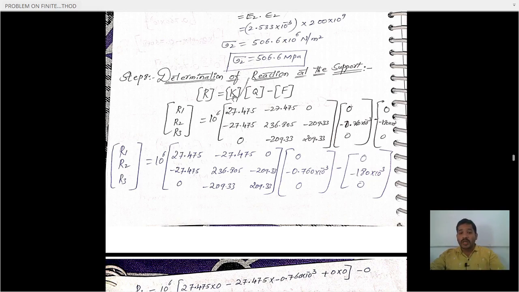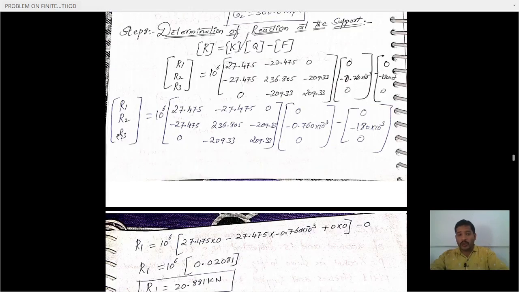So equal to this global stiffness matrix, we have the value 10 power of 6 times 27.475. This is the value of the global stiffness matrix. What about the nodal displacement matrix? This is Q1, Q2, Q3. Because Q1 is fixed and Q3 is also fixed, we take the value of Q2, which is minus 0.760 into 10 power of minus 3. Minus the nodal force value, which is 0, minus 180 into 10 power of 3, into 0. So R1, R2, R3.